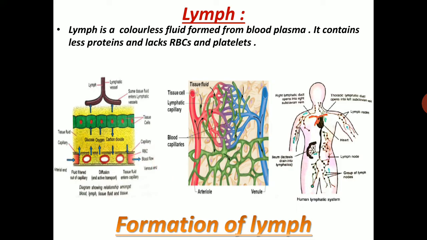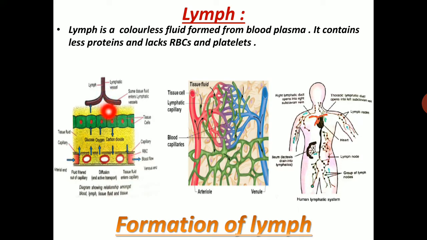But some of the tissue fluid remains behind in the tissue spaces. Where does it go? Now this tissue fluid, the extra or excess tissue fluid which remains behind in the tissue spaces, goes to another type of thin walled capillaries called lymph capillaries, which unite to form lymph vessels. When this tissue fluid enters the lymph capillaries and lymph vessels, then this is known as lymph.